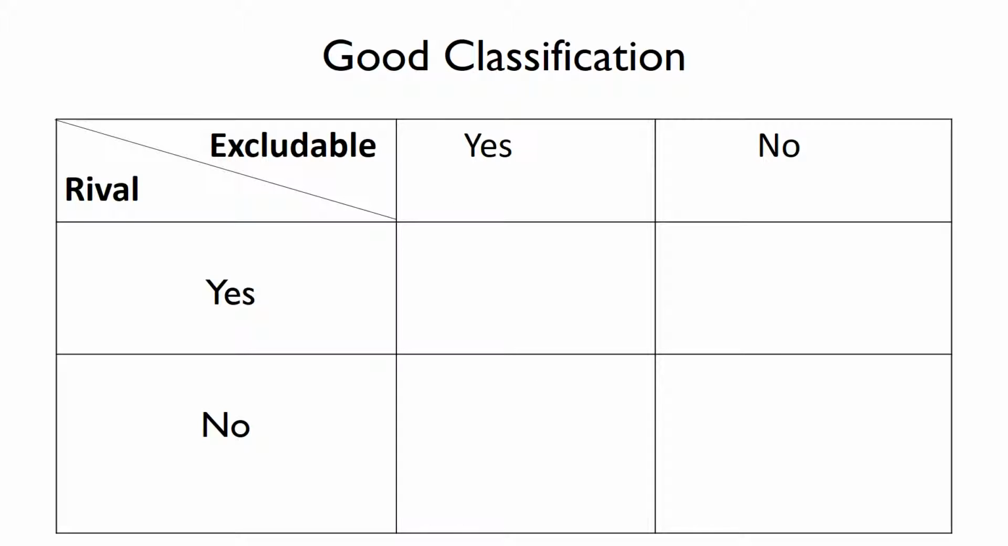Our combinations of rival and excludable goods lead to four classifications. Let's go through them now. First, we have goods that are both rival and excludable. These are called private goods. And as you'll see when we go through the examples, most of the goods you think about in everyday life are probably private goods. Next, we have goods that are rival but non-excludable.